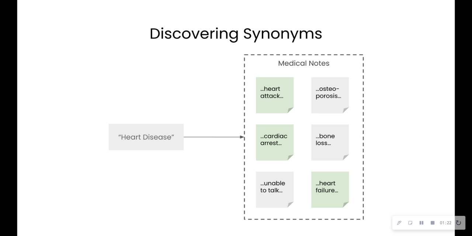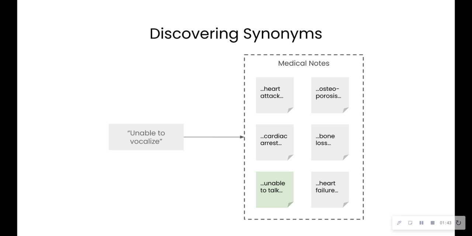In particular, the approach that the SurfCon paper takes to the search problem is through discovering synonyms of medical terms. For example, a query term like heart disease may retrieve synonyms like heart attack, cardiac arrest, or heart failure. These synonyms could then be used to retrieve the referring documents or used in other downstream tasks.